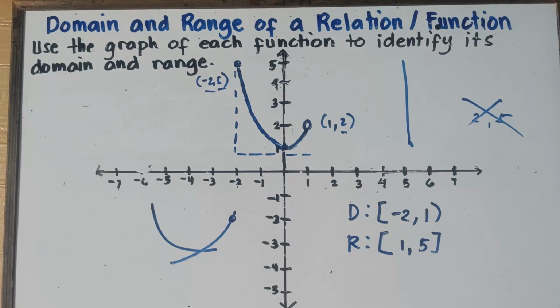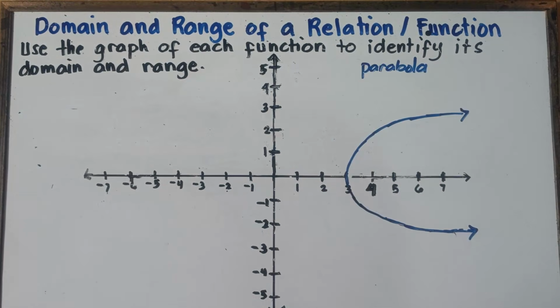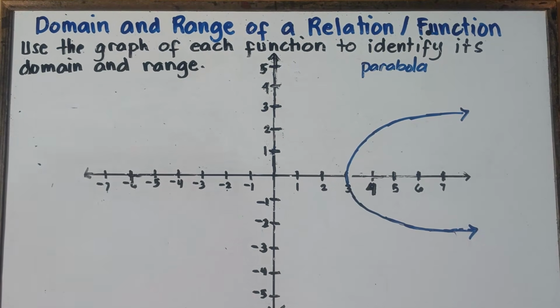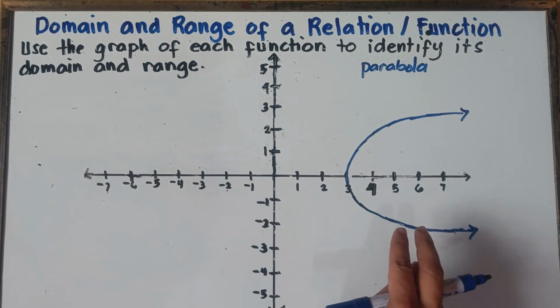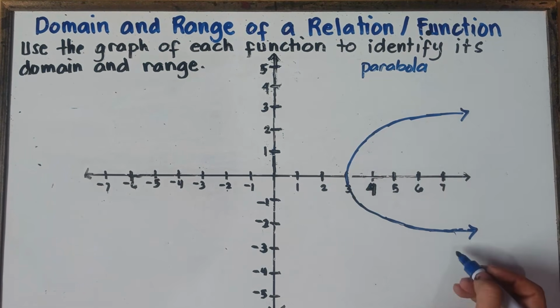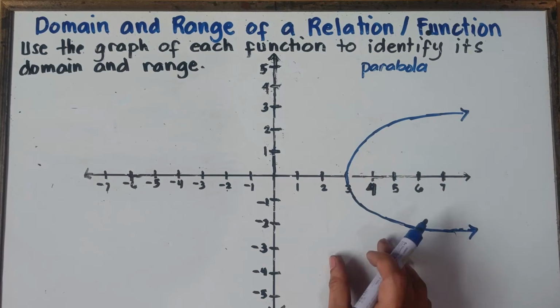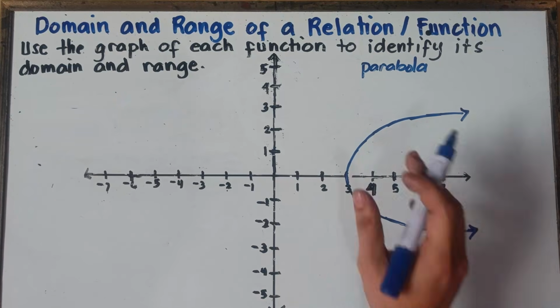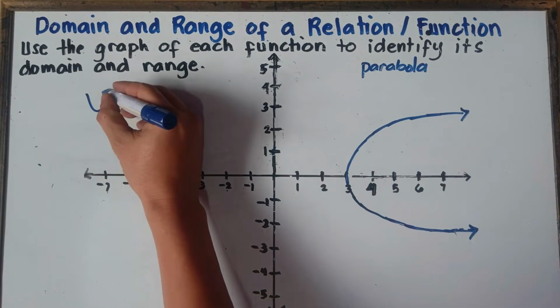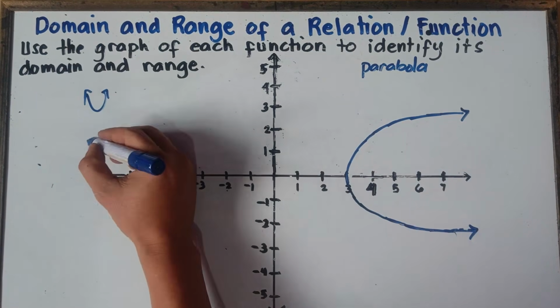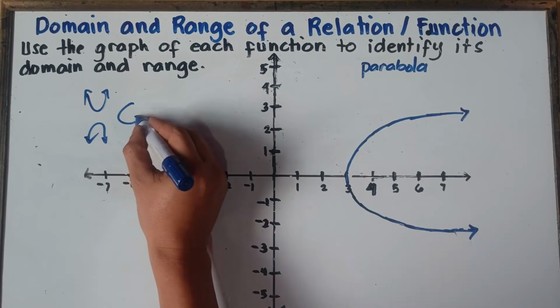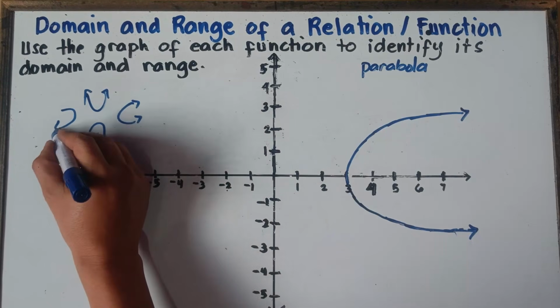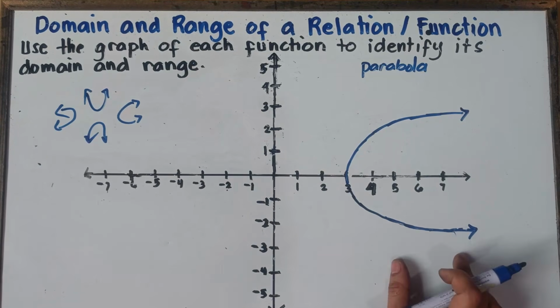Alright, so let's proceed now to example number 5. So we have a given parabola. Once again, if you have a curve like this, we call this one a parabola. So a parabola opening to the right. For a parabola, it could open upward, open downward, open to the right, or open to the left. Our given example is a parabola opening to the right.